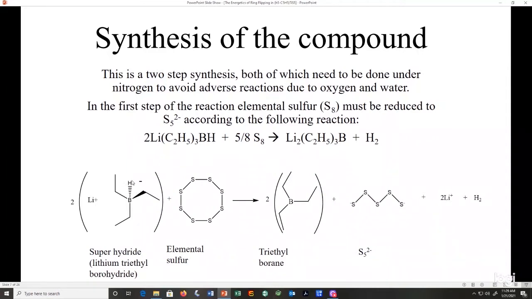And since the hydrogen atom is actually more electronegative than the boron atom, this hydrogen is able to leave with 2 electrons associated with it. So it can donate 1 electron to this system. And what we end up with, if we start with 2 of these, we end up with 2 triethylborane molecules. And we end up with this 5-membered sulfur chain in which the sulfurs at each end have a minus charge. Then we have 2 lithium ions, and then we evolve hydrogen gas.